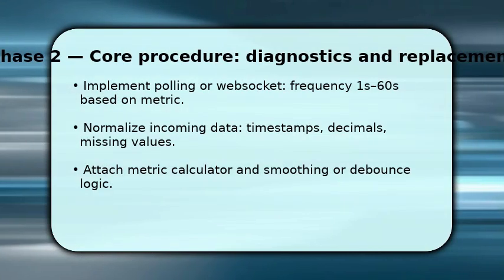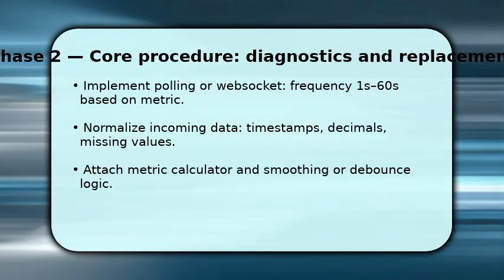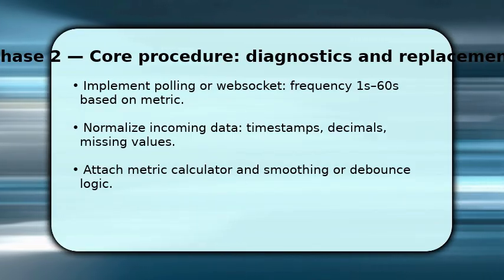Now implement the data flow. Choose polling for simplicity or WebSockets for low latency updates, and set frequency between 1s and 60s depending on volatility. Normalize incoming payloads, align timestamps, fix decimals, and handle nulls so your chart receives consistent frames.